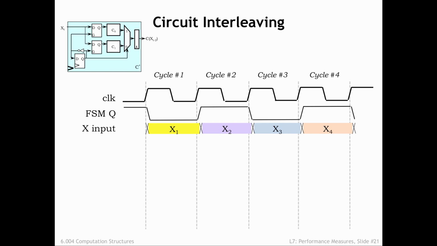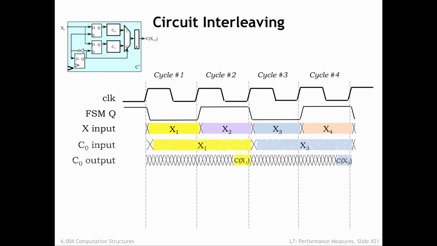A new X input arrives from the previous stage just after the rising edge of the clock. Next, let's follow the operation of the C0 component. Its input latch is open when FSMQ is low, so the newly arriving X1 input passes through the latch, and C0 can begin its computation, producing its result at the end of clock cycle number 2. Note that the C0 input latch closes at the beginning of the second clock cycle, holding the X1 input value stable even though the X input is starting to change.